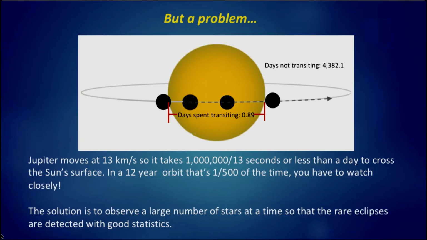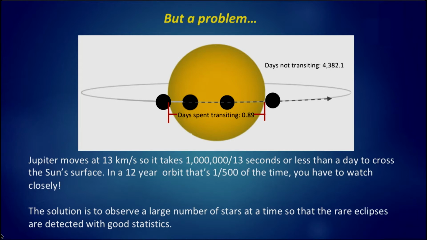But there's a problem with this method for typical systems, and let's use the solar system as an example. Let's use Jupiter and the Sun. Let's imagine we're observing the solar system from afar, hoping to detect Jupiter. Jupiter moves at 13 kilometers per second. If you were using the Doppler or radial velocity method, that's the Doppler shift you would have to detect. But if Jupiter is considered to transit the Sun as viewed from the side, which it would do every 12 years, it takes less than a day to cross the Sun's surface as seen from afar. So in a 12-year orbit, that's about 1/500th of the time. You would have to watch closely.